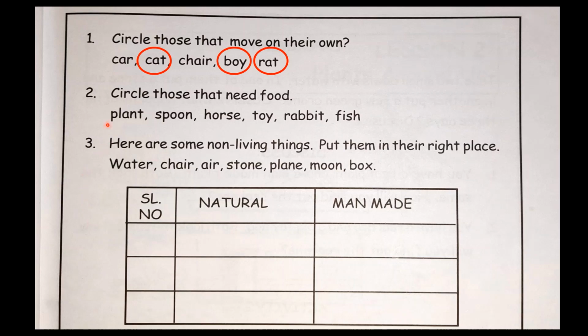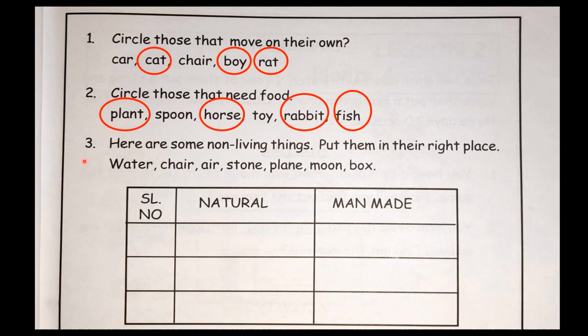Now, second question. Circle those that need food. Plant, spoon, horse, toy, rabbit, and fish. Children, identify the things that need food. Think, children. Yes, it is plant, horse, rabbit, and fish. Very good.